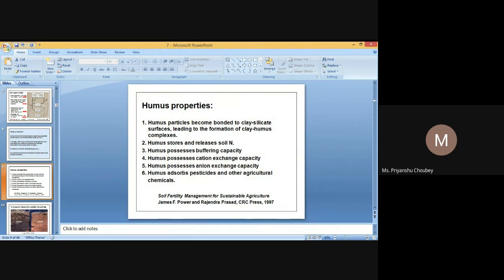Actinomycetes, which grow as filaments, are important in the decomposition of organic matter at moderate to high pH. They create a substance that helps bind soil aggregates.